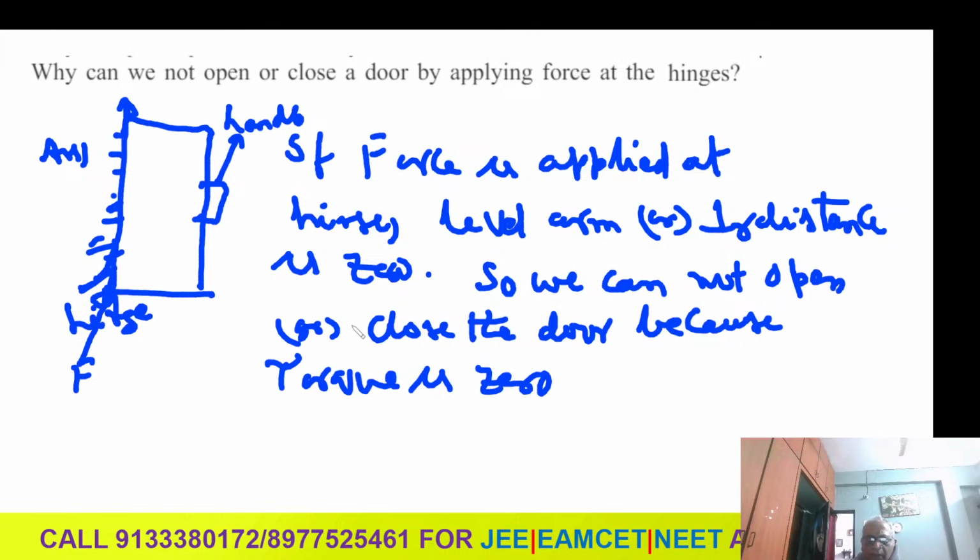If force is applied at this point, the lever arm or perpendicular distance is 0, because perpendicular distance is measured from this point only. This is called the axis of rotation. Perpendicular distance is 0 because you start from the hinge only. So if you apply force here, you cannot open or close the door because torque is 0.